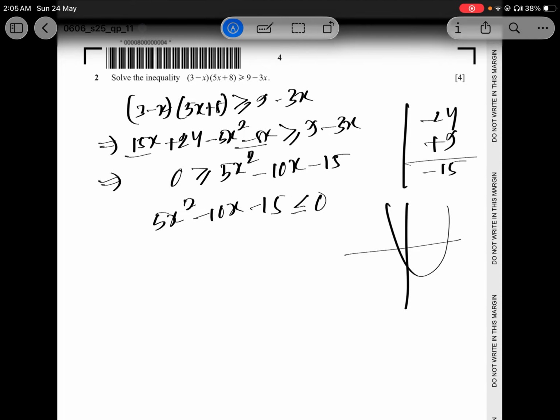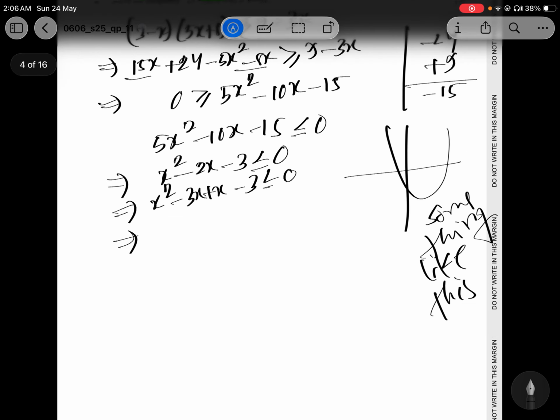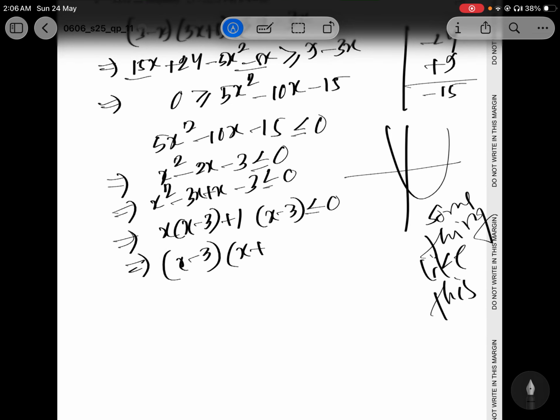Okay, something like this. So what can I do? I can take 5 as a common. So it would become x squared minus 2x minus 3 less than or equal to 0. So x squared minus 3x plus x minus 3 should become 0. So if I take x common, x minus 3 plus if I take 1, so it should become x minus 3, 0. So x minus 3 should be our factor, x plus 1 should be our factor.